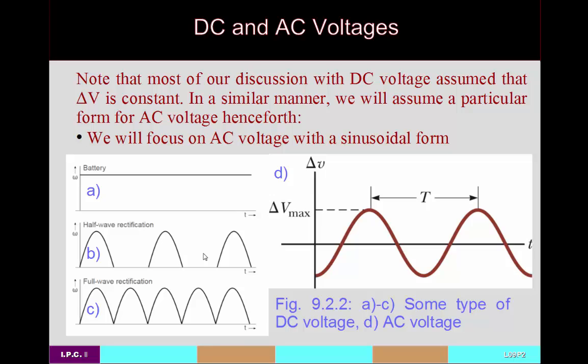So let's compare the two a little more. So far we have assumed a constant delta V for the DC voltage. In a similar manner, we're going to assume a particular form of the AC voltage, which will be basically sinusoidal. This also implies that we have some equivalent to the delta V being constant, as we'll see shortly. In particular, the maximum potential difference is constant if you just have a simple sine wave. And as we will find, there is also an average potential difference, which will also be constant over many waves.